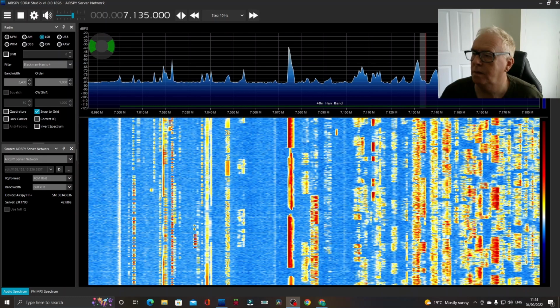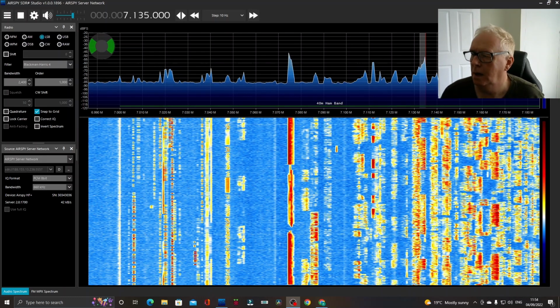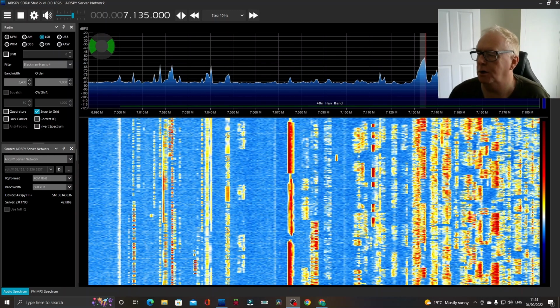A few moments later. This I think is in East Germany. And the whole 40-metre band is buzzing.